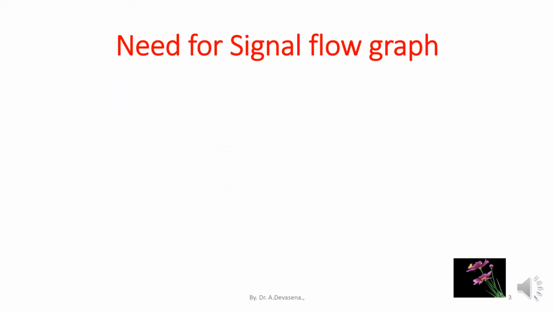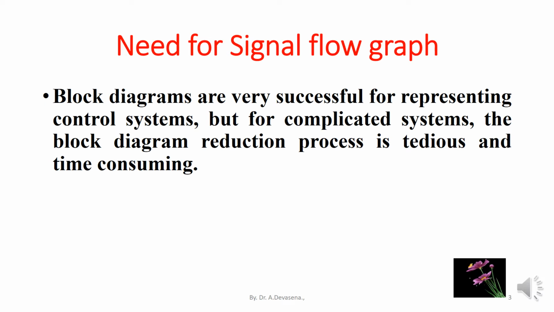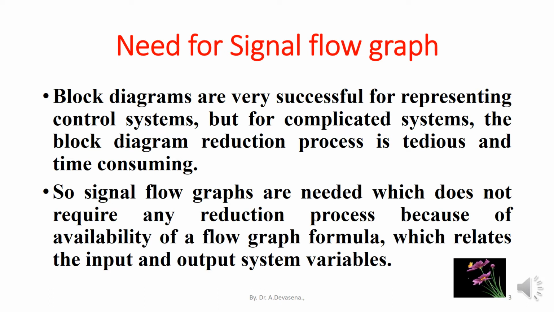Need for signal flow graph. Block diagrams are very successful for representing control systems. But for complicated systems, the block diagram reduction process is tedious and time consuming. So, signal flow graphs are needed, which do not require any reduction process because of the availability of a flow graph formula which relates the input and output system variables.